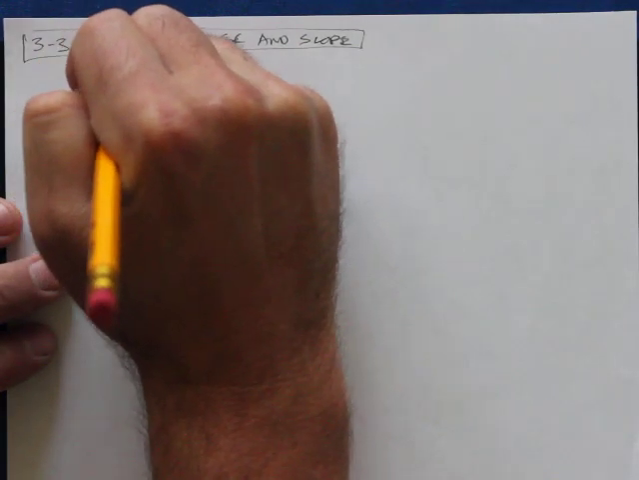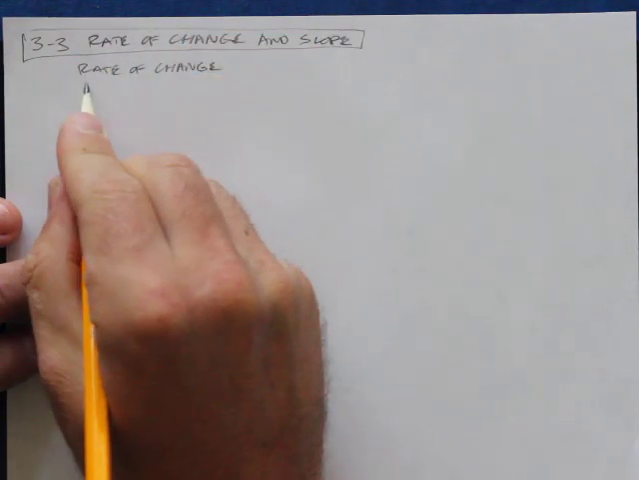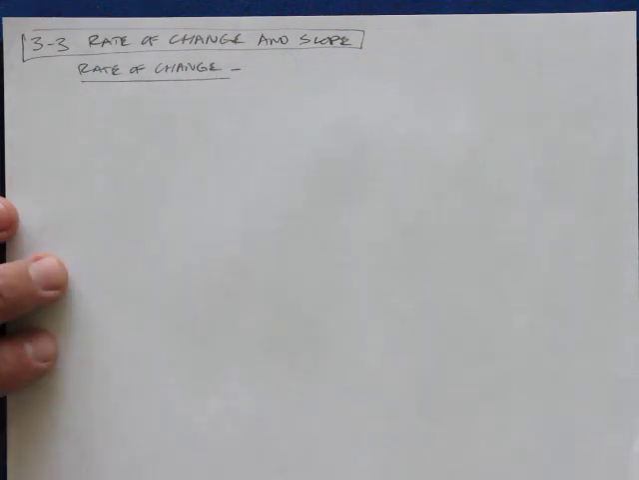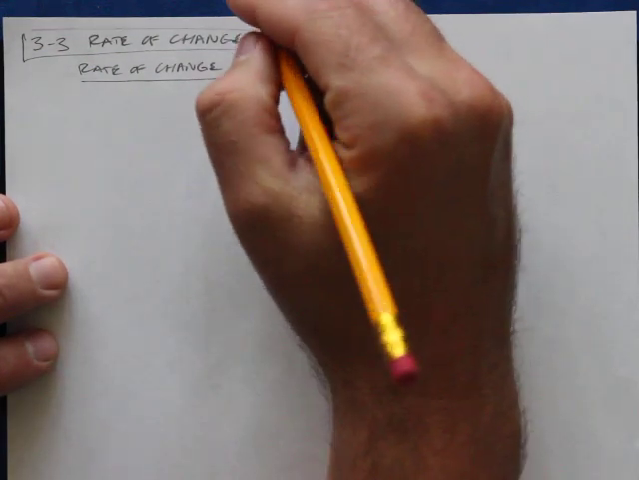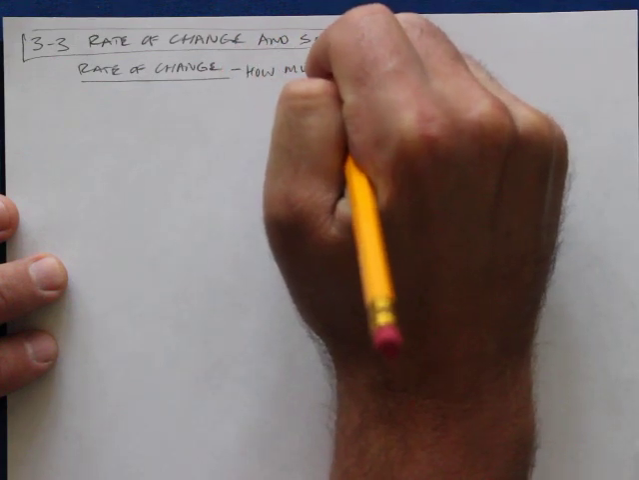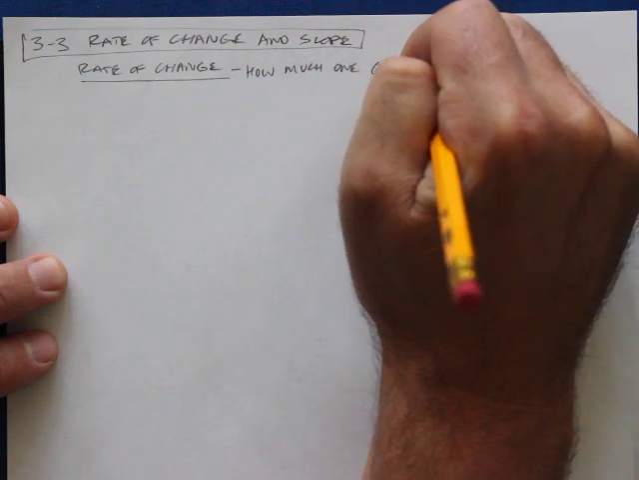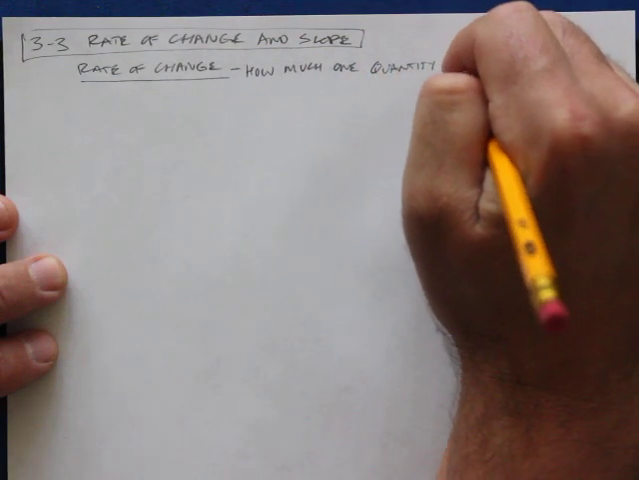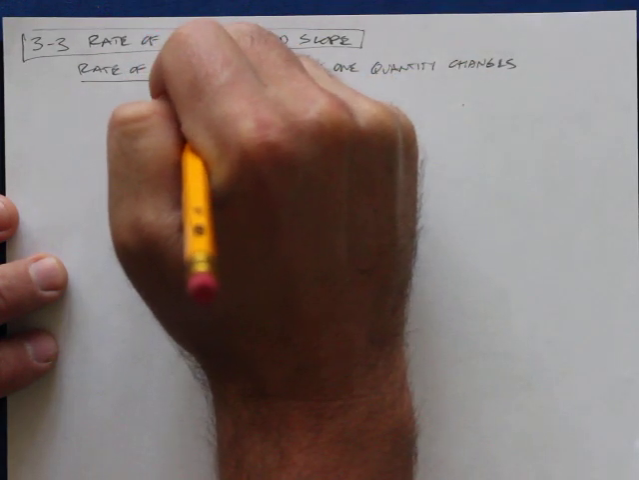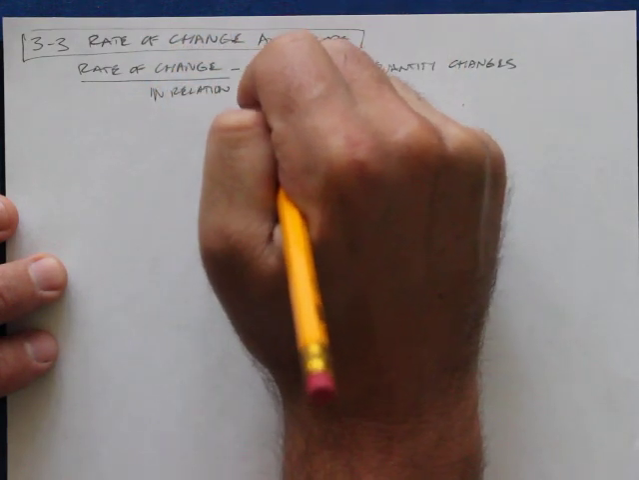What is rate of change? This is how much one quantity changes in relation to another quantity changing.